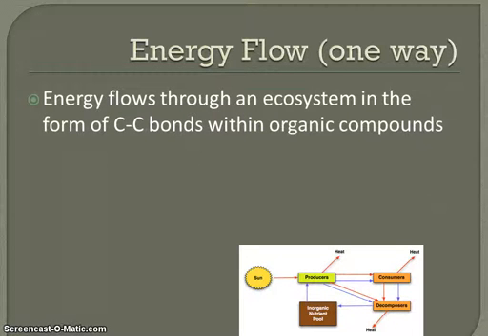Energy is usually going to flow one way. It can't be cycled back into a system. So here we see solar energy, which is absorbed by the producers, which produce chemical energy through photosynthesis, and is passed along the food chain. Now, heat is lost at each stage of the food chain from respiration and metabolic processes.